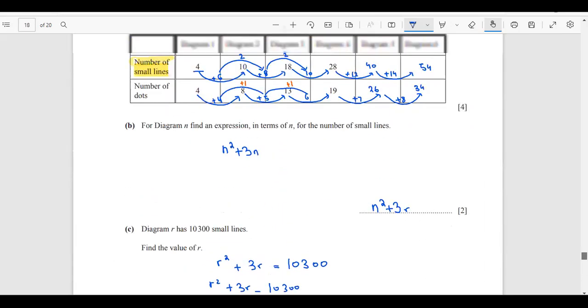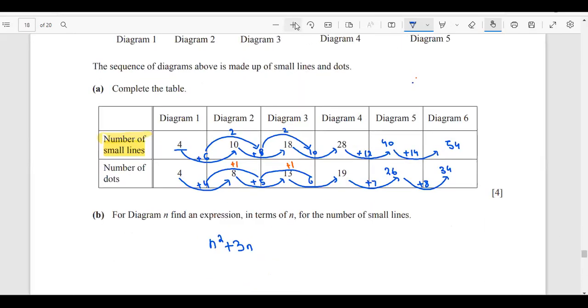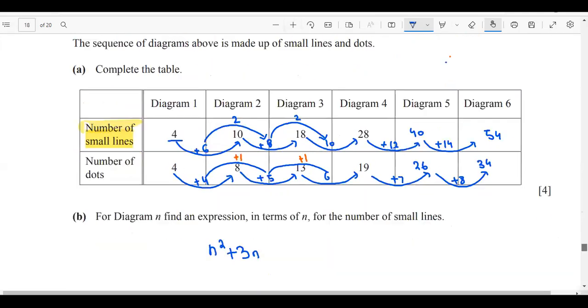I'll just scroll up. This is the sequence right in front of you. Please try finding out the nth term for this sequence now. I'll just erase everything for the other one.